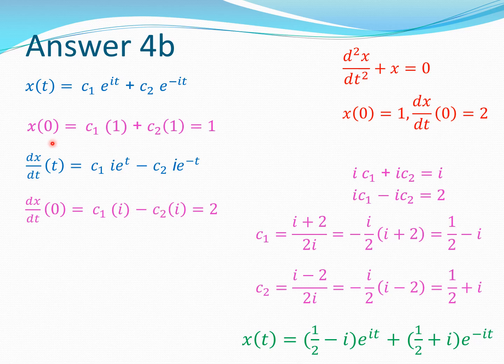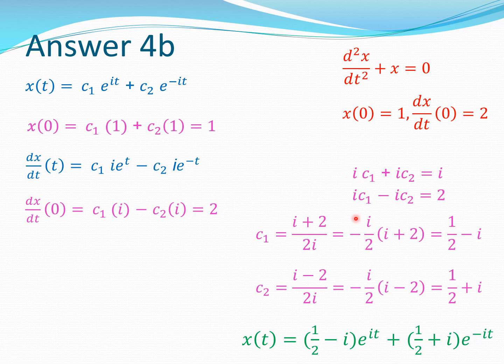So I have done that. x(0) would simply mean that you put 0 for the time here, and so you get c1 plus c2 is 1. Then you take the derivative here. In the derivative, the i comes out of this particular exponential. Then you put t equal to 0, and so you get this as the solution. Now you try to solve these two simultaneous equations. One way to do it is to multiply the first equation by i, keep the second one the same, and then we can play around with these two equations.